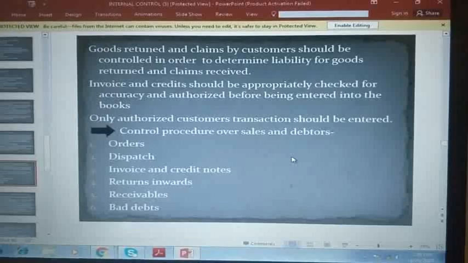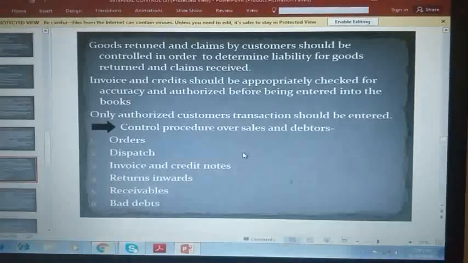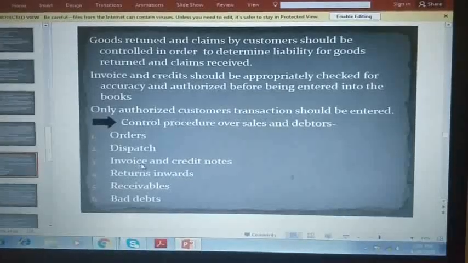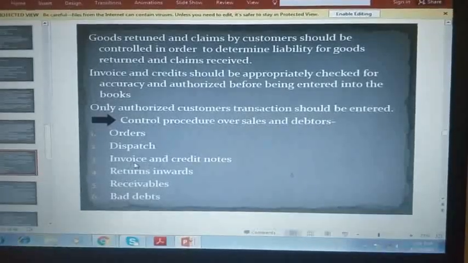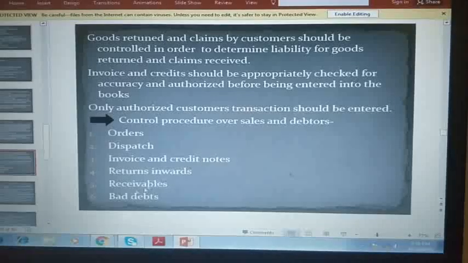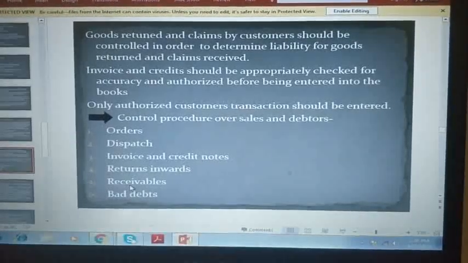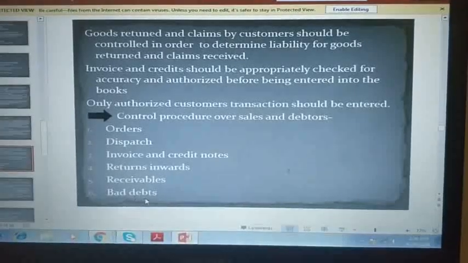You have your orders. Once you receive the order, you will dispatch the order, and you will see an invoice which will be attached to it. You will see invoice, you will see credit notes, then you will see return inwards, whether you are returning or not returning, receivables, whether you've received, and a bad debt.